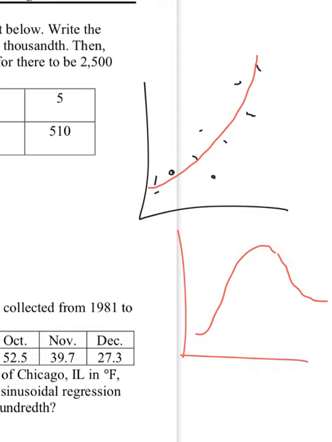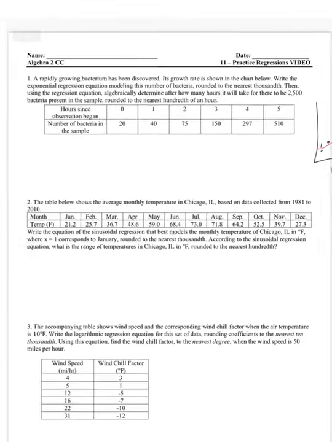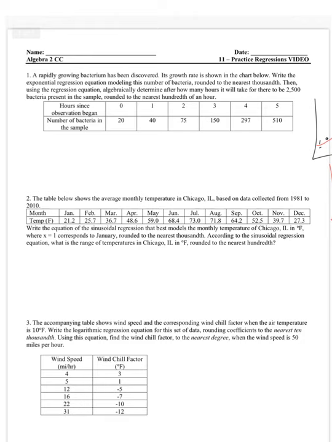Okay, so let's look at the example. For number 1, a rapidly growing bacterium has been discovered. Its growth rate is shown in the chart below. Write the exponential regression equation modeling this number of bacteria, and we're rounding to the nearest thousandth. So that's your first question. You're going to stop and answer that question.